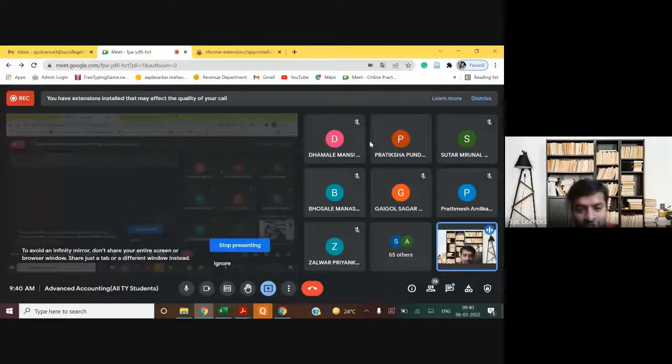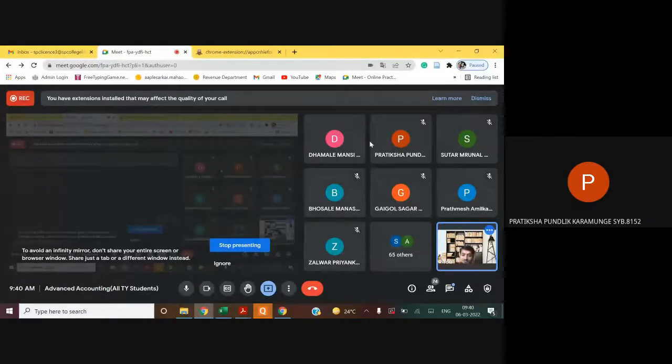Stock turnover ratio. What do we do in the stock turnover ratio? We measure whether the inventory department is good or not. We measure the efficiency of the inventory department. We measure the efficiency of the inventory manager through the stock turnover ratio, right?